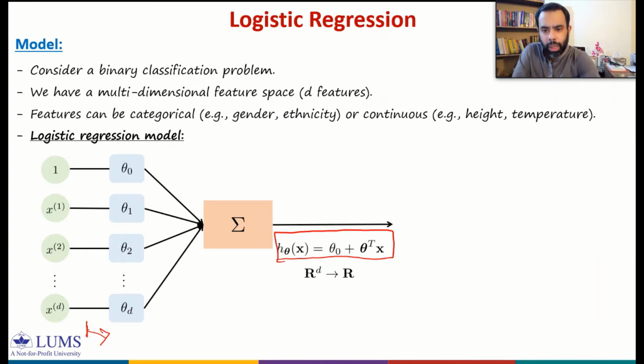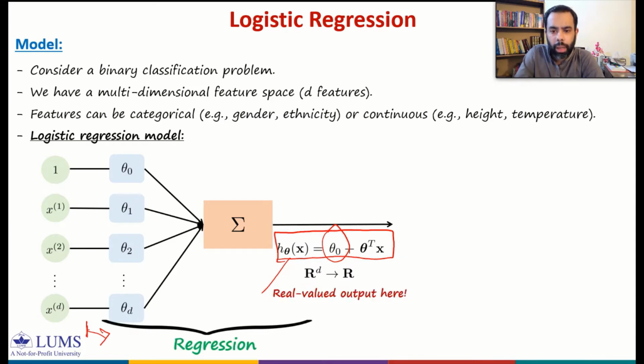Now you can understand what we mean by theta naught here, and why we added this one here. This one was added simply to represent bias in this linear model. We have seen this before, right? This is nothing but just a linear regression model: a weighted sum of input features plus bias. So this is in fact regression, and what we're getting here is a real valued output.